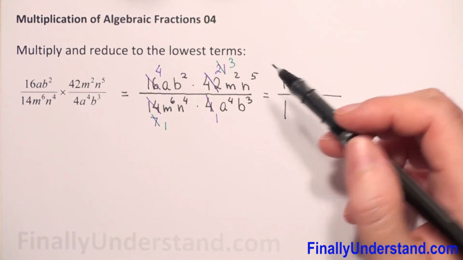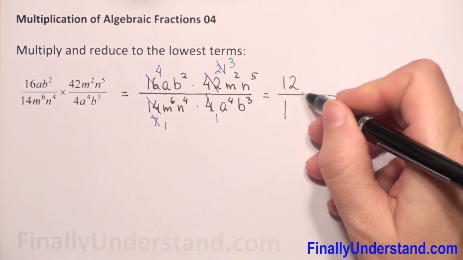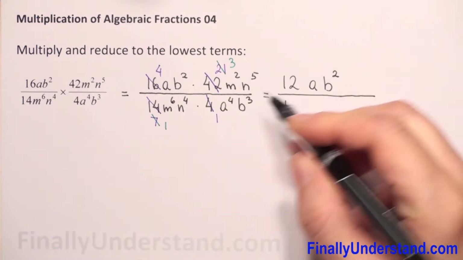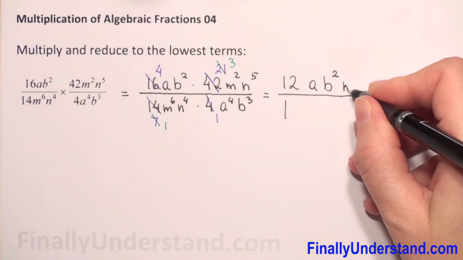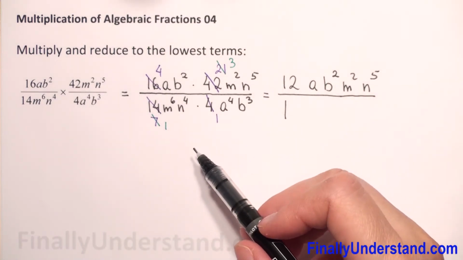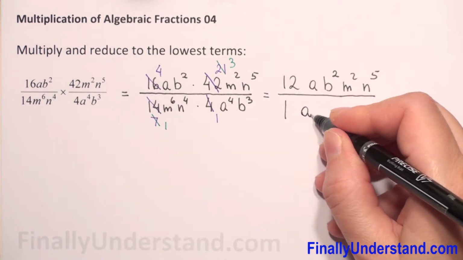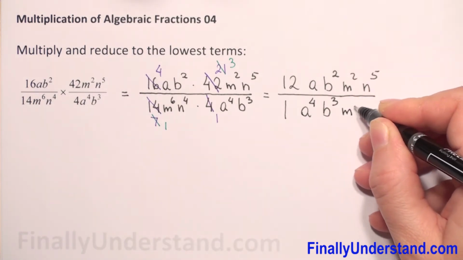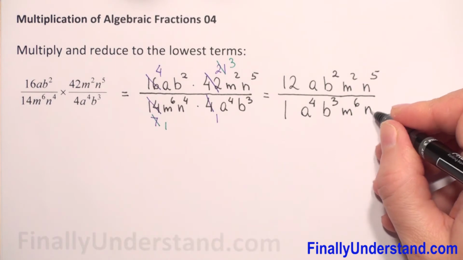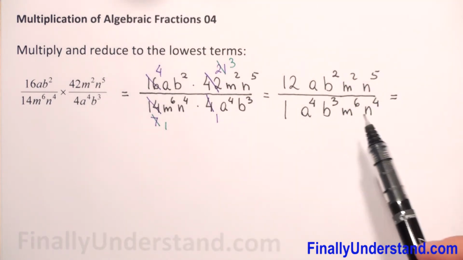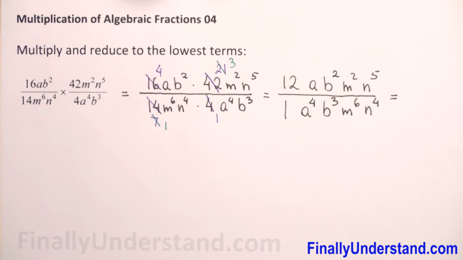So first we put a, b to the 2nd power, and next m squared n to 5th power, and in the denominator we have a to 4th power, b to 3rd power, m to 6th power, and n to 4th power. Next step, because we have the same variables in the numerator and in the denominator, it means we can reduce.